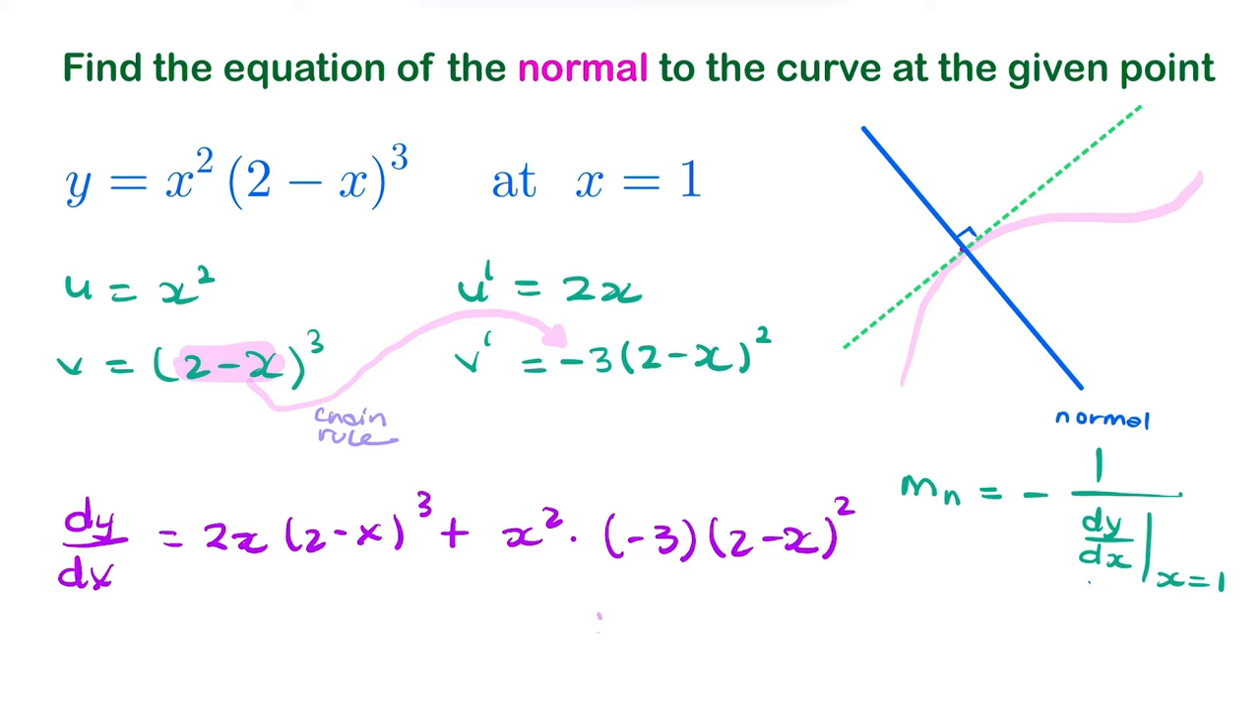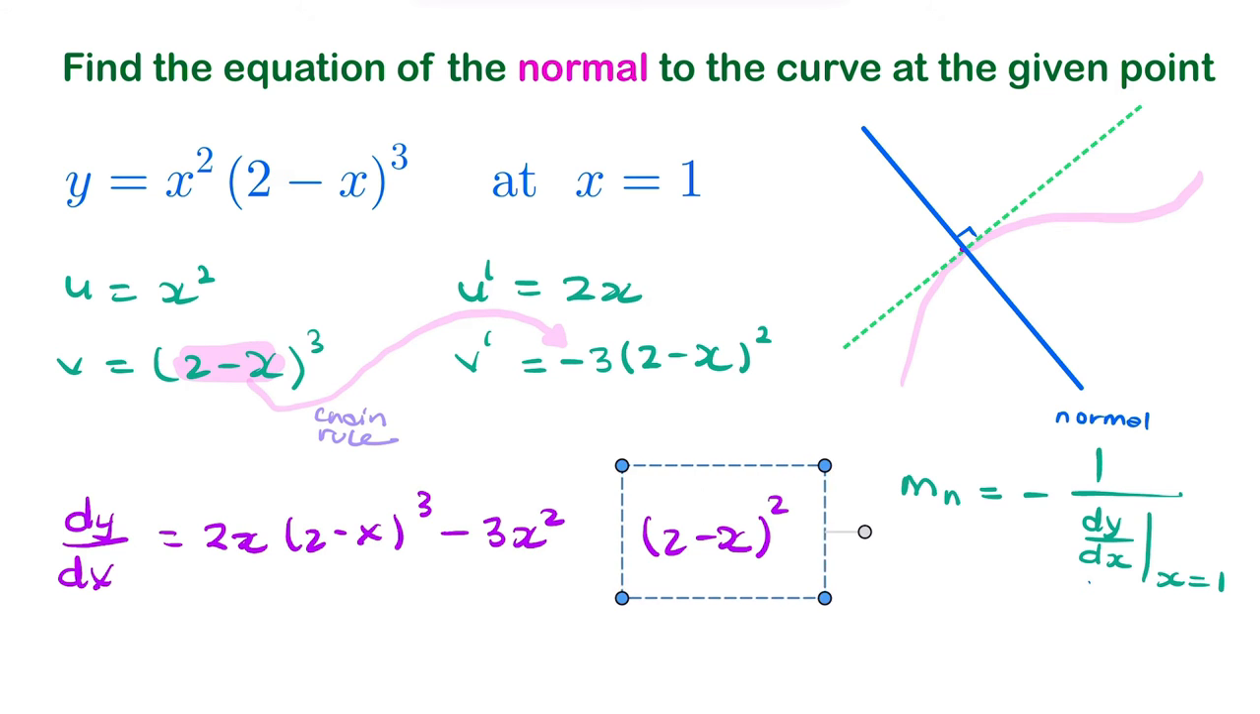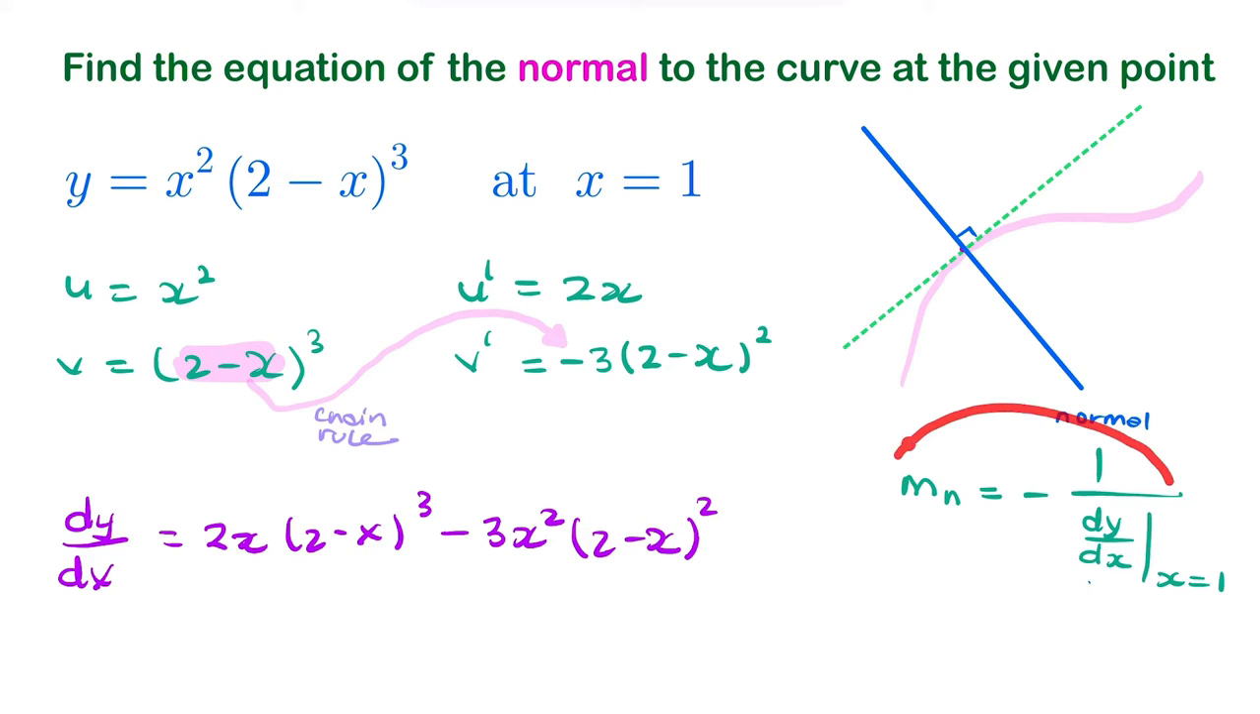Now, we don't like having a plus and a minus. It's better to multiply the negative times positive, and then it looks much neater like that. And it would be even better if instead of having x squared times 3, it were written as 3x squared. It doesn't matter if you're putting it in your calculator, but it looks neater that way. So that's dy by dx. And what we want is the gradient of the normal. So it's the negative reciprocal of that.